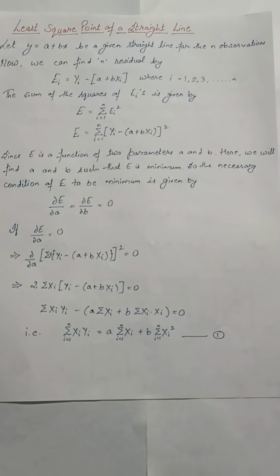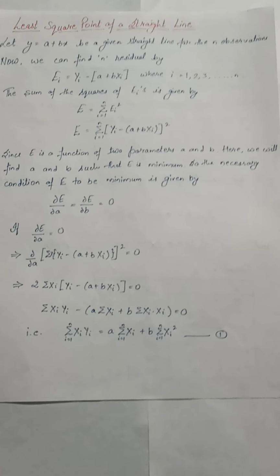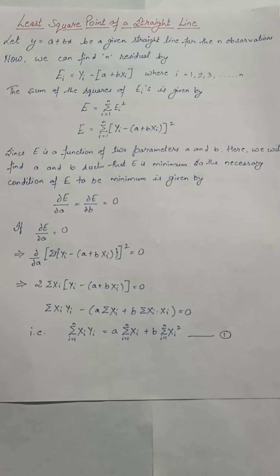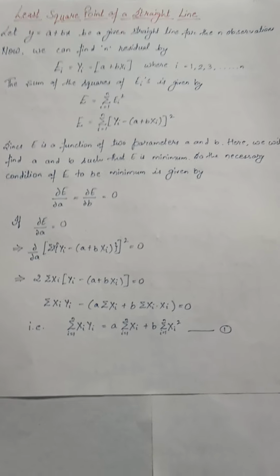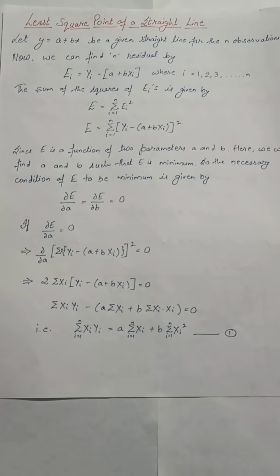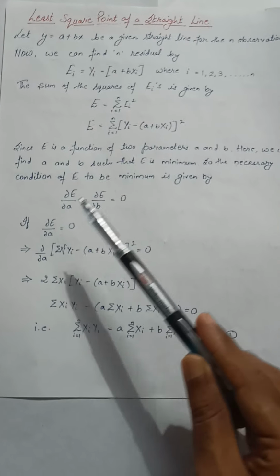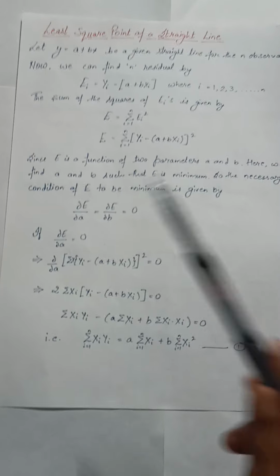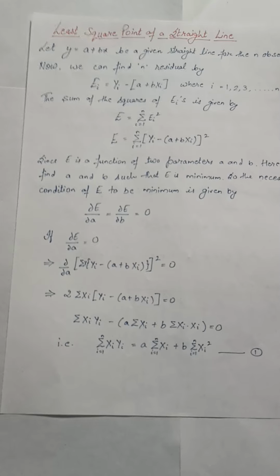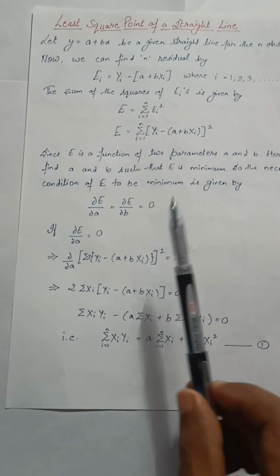Since E is a function of two parameters a and b, here we will find a and b such that E is minimum. The necessary condition to minimize any function is that we generally differentiate that function with respect to the variable. Since two variables are there, we will partially differentiate E with respect to a, as well as with respect to b. You might have studied partial differentiation, so we are going to partially differentiate this with respect to a and b and substitute equals to 0.